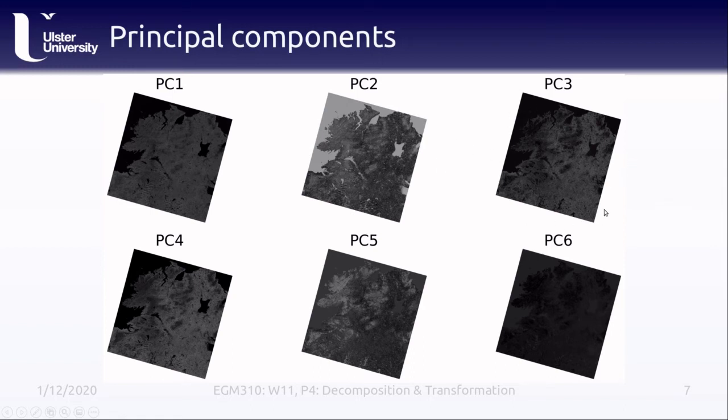PC3 comes mostly from the near infrared. You can see this because the vegetation looks a little bit brighter than the water. As we go further down the principal components, we're getting less and less variation. We have less and less information contained within the images. Most of the variance in the original 6-band image is contained within the first 3 or 4 principal components. And after that, we're adding less new information.